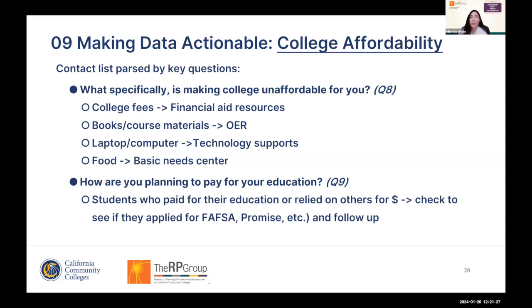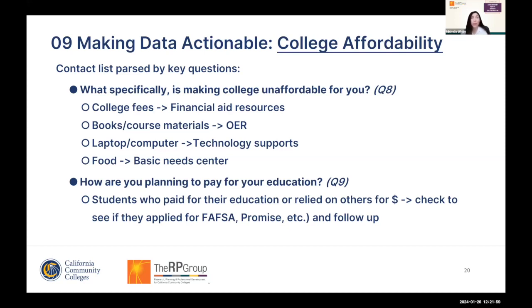So I'm going to walk through a couple of examples of how student contact lists can be parsed out by key questions in the survey. One of the questions we asked students was, what is making college unaffordable for you? So we already saw the data on that question statewide. If students at your individual colleges are saying, college fees are really a barrier for me, then those students might be connected to financial aid resources at your institutions, work study opportunities, scholarships, paid internships, things of that nature.